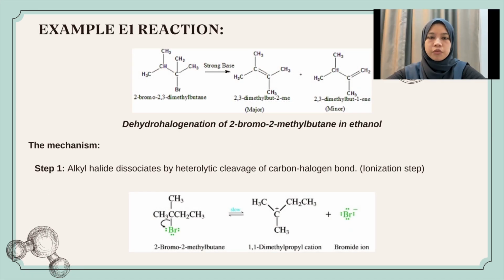Moving to the example of the E1 reaction, the substrate in this case is 2-bromo-2-methylbutane. The carbon-bromine bond in the alkyl halide is polarized, with carbon being partially positive and bromine being partially negative. In the ionization step, the carbon-bromine bond undergoes heterolytic cleavage, meaning that the bond is broken in a way that one atom retains both electrons, resulting in the formation of a bromide ion and a carbocation. The carbon atom that originally had the bromine becomes a carbocation.